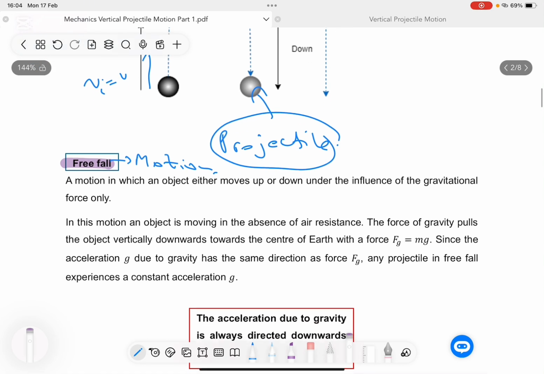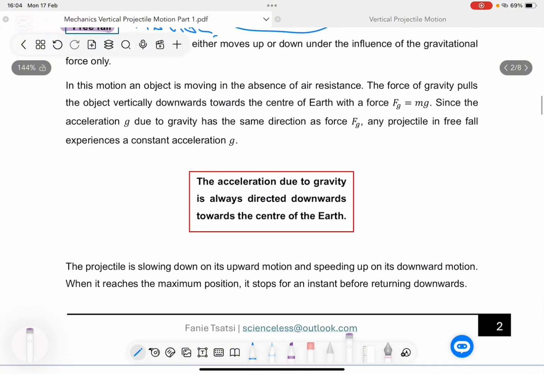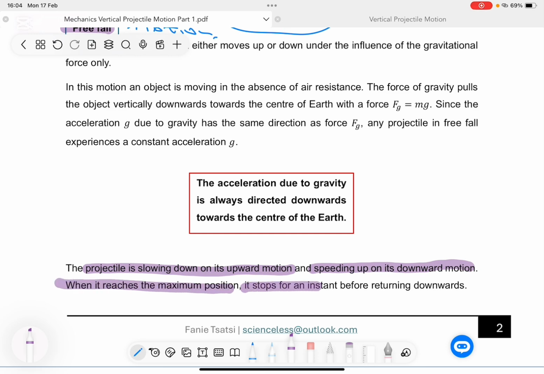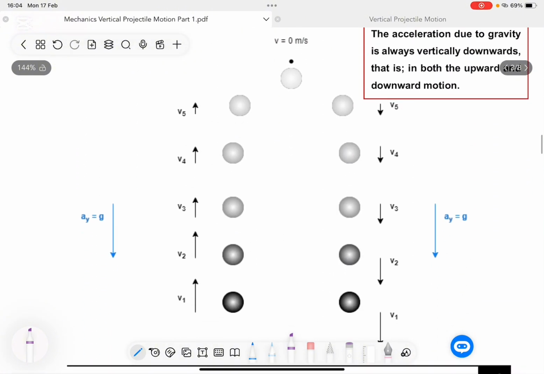Now, there's something very interesting that we have to look at when we have a projectile that is thrown vertically upwards. The projectile thrown vertically upwards slows down on its upward motion and speeds up on its downward motion. When it reaches the maximum position, it stops for an instant before returning down. I just want to explain that by looking at this diagram here.